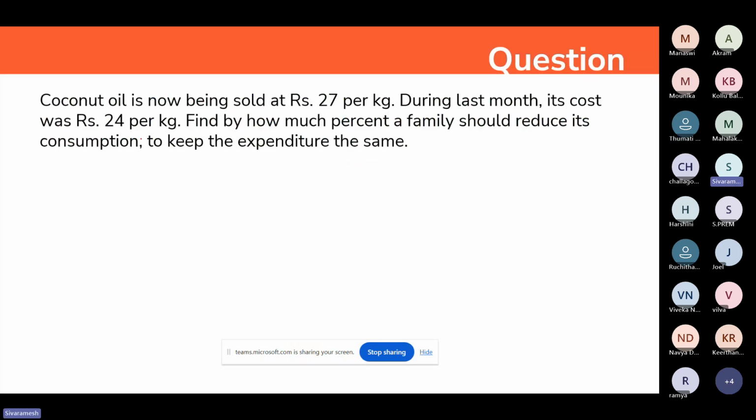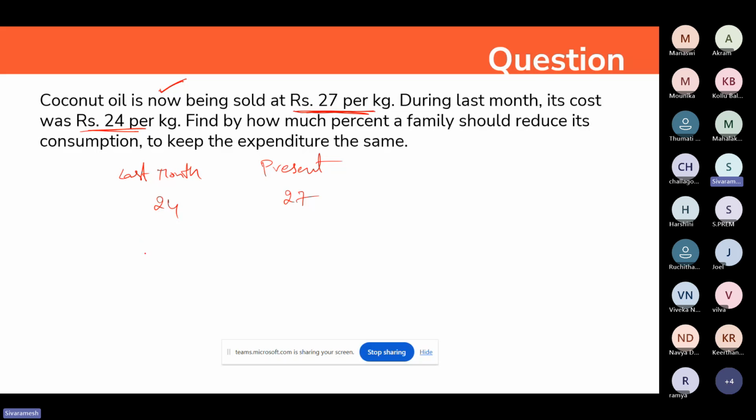Yes, very good. If you observe, coconut oil is now being sold at 27 rupees per kg. Now means present. During last month, it cost only 24 rupees per kg. Last month, what was the price? 24 rupees. Present, what was the price? 27 rupees. The price got increased, right?